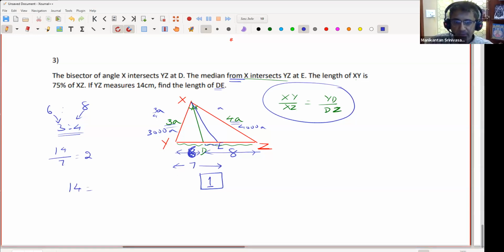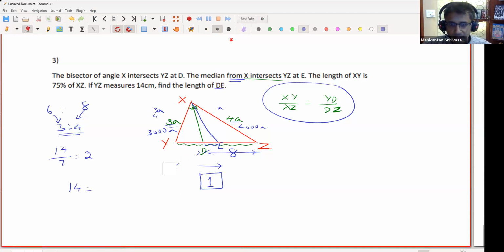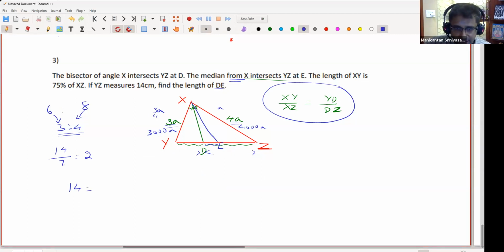So 14 is to be split in the ratio 3:4. So I'll just do it again. Let's say this is 3B and this is 4B, right? From here to here is 3 parts. From here to here is 4 parts. Is that okay, Drishit? Yeah.